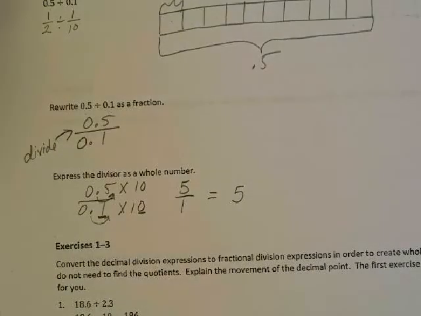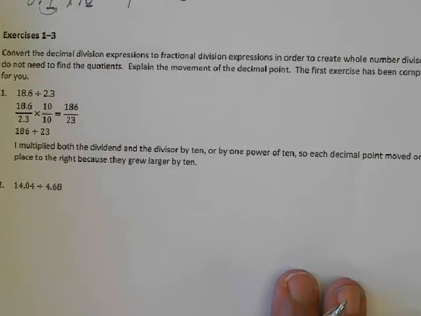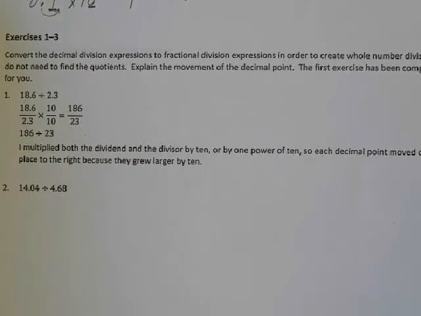So we're going to go on now. They did the first one for you. It says convert the decimal division expressions into fraction division expressions in order to create whole number divisors. You do not need to find quotients. Explain the movement of the decimal point. The first exercise has been completed for you.